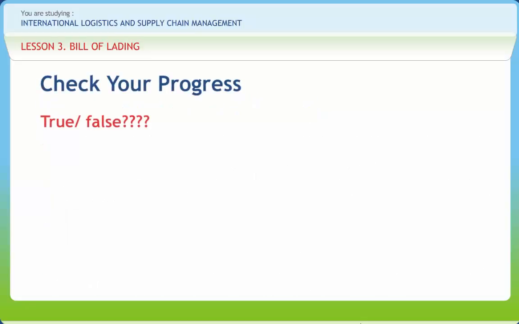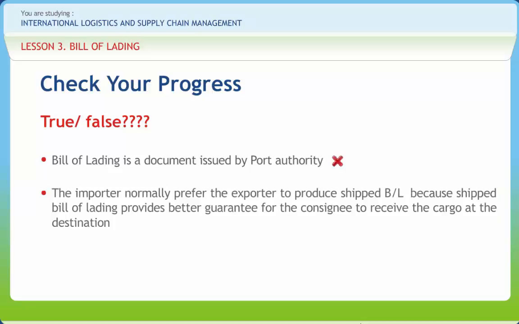Now let us check if we have understood the various concepts discussed in this lesson clearly. Bill of lading is a document issued by port authority. Right or wrong? Wrong. The importer normally prefer the exporter to produce shipped B/L because shipped bill of lading provides better guarantee for the consignee to receive the cargo at the destination.